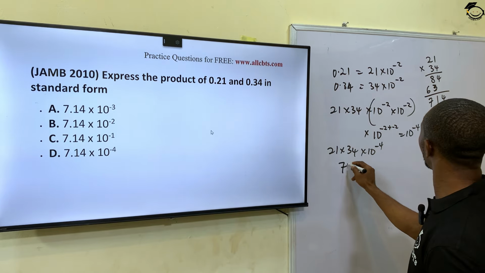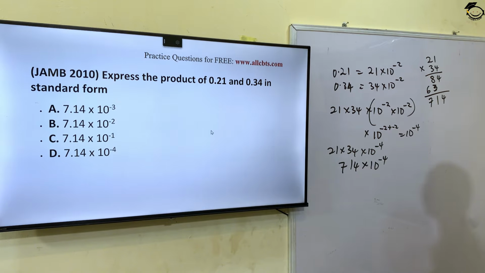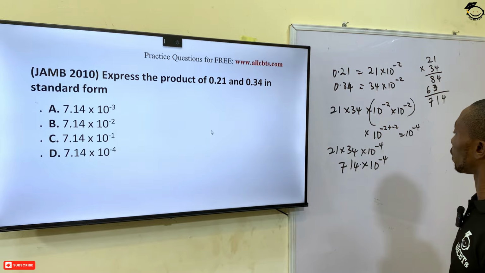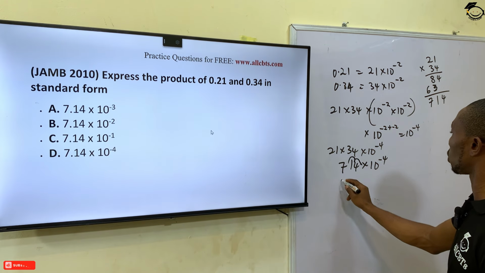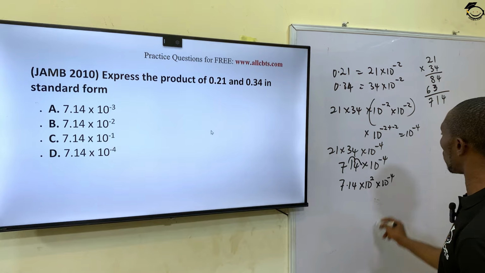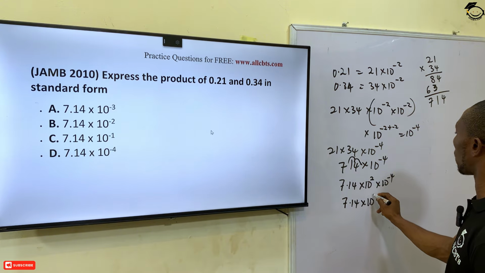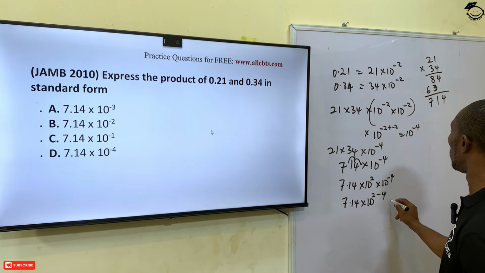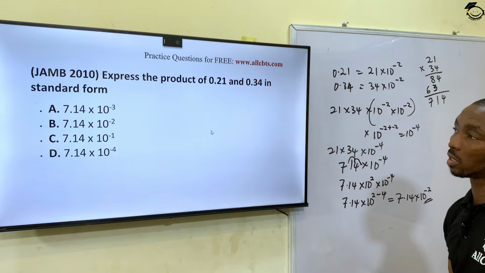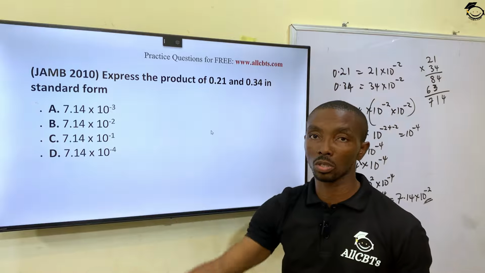So this becomes 714 times 10 raised to power minus 4. Now, putting this in standard form, we are moving our decimal point to be in between our first and second non-zero digits, which will be moving 1, 2. So this becomes 7.14 times 10 raised to power 2 times 10 raised to power minus 4. Okay, still applying our law of indices here. This becomes 7.14 times 10 raised to power 2 minus 4, which gives us 7.14 times 10 raised to power minus 2 as our answer. So the value of this would be 7.14 times 10 raised to power minus 2.